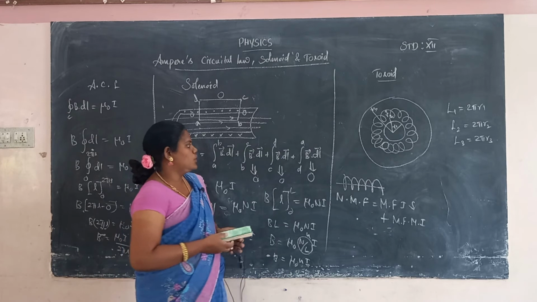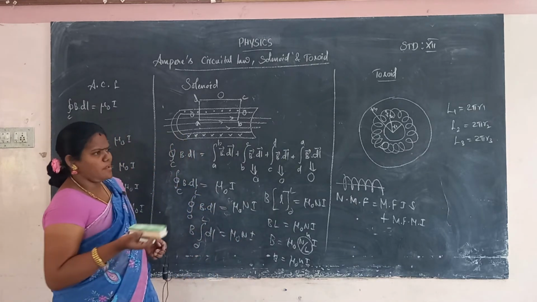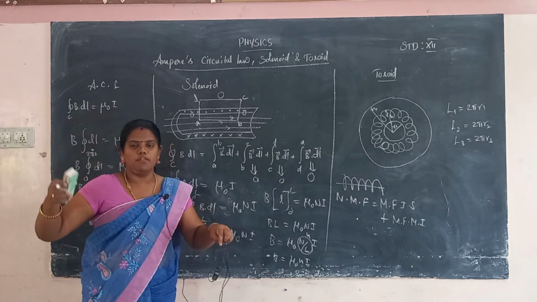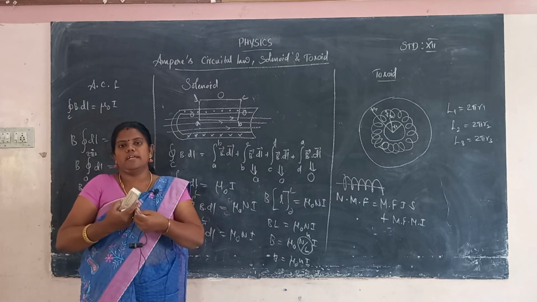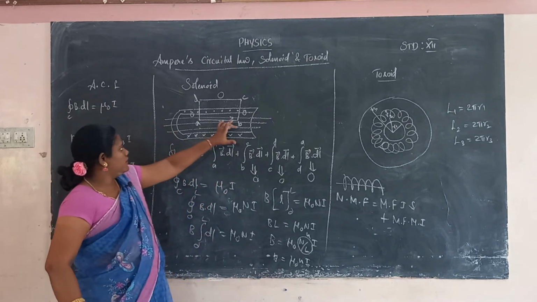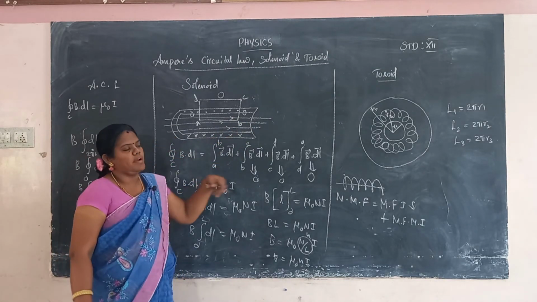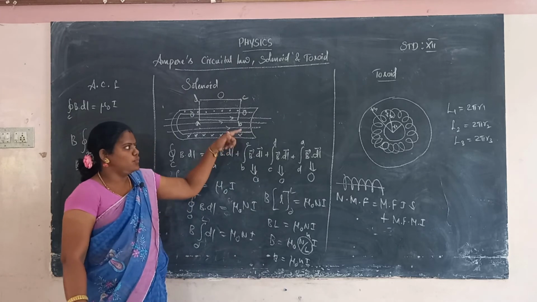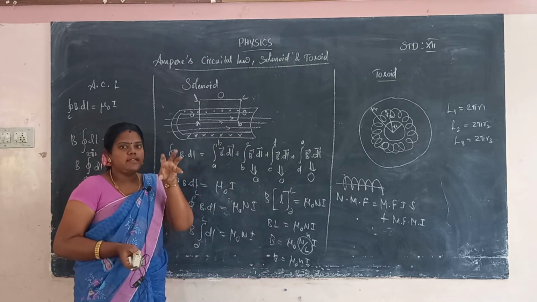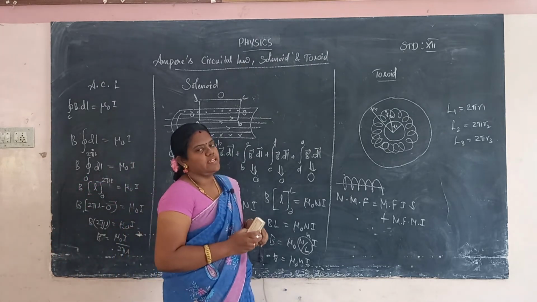Okay, so next I will go for the toroid. A toroid is nothing but a simple form of solenoid, but the solenoid is in a helical form. The two ends of the solenoid are connected to form the toroid. If you connect this side and this side like this, the two sides of the solenoid connected to form a toroid. Two ends of the solenoid connected together will act as a toroid.